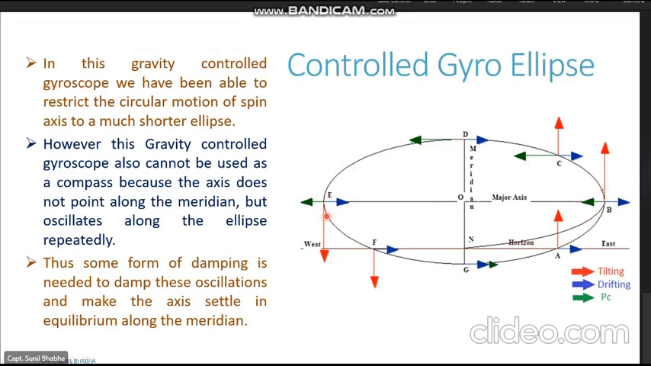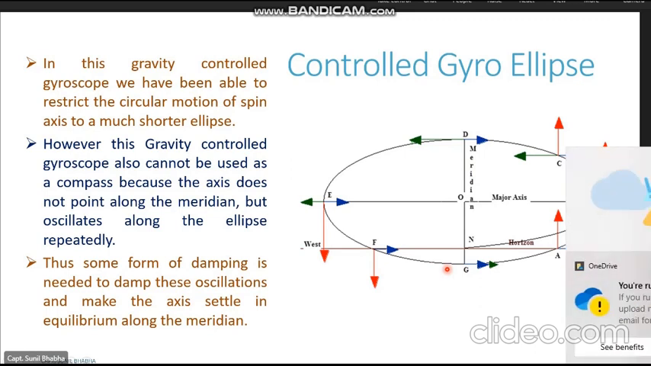It is going to follow this elliptical motion. The gyrostar has gone out of the picture now. The spin axis is going to follow the elliptical motion, this particular oscillation. And now we need some form of damping so that we can dampen these oscillations and make the spin axis settle in equilibrium in the meridian. So some form of damping is required which can dampen these oscillations and make our gyro steady in the meridian. It should settle in equilibrium in the meridian.